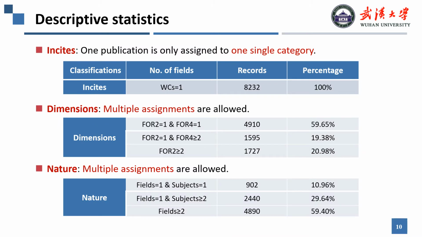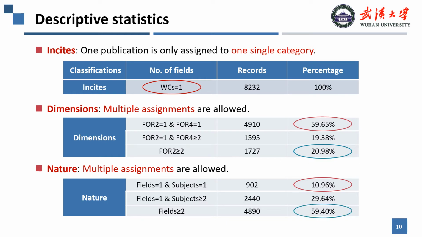The descriptive results are as follows. We note that in ISSI, one publication is only assigned to one single category. In both Dimensions and Nature, multi-assignments are allowed for individual publications. In particular, around 60% of publications are assigned to only one FOR minor field in Dimensions, and more than 20% of publications are labeled with at least two major fields. While in Nature's classification system, only around 10% of publications belong to one single subject. About 60% of publications are classified into two or more major fields.